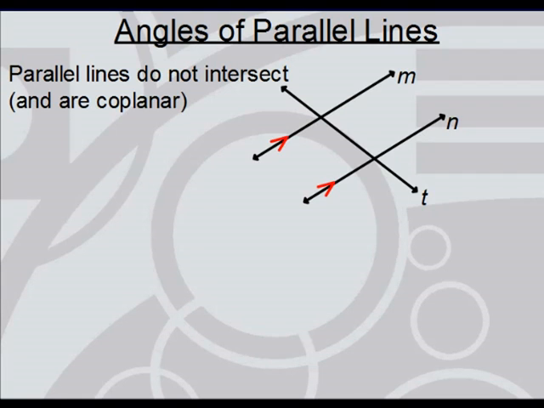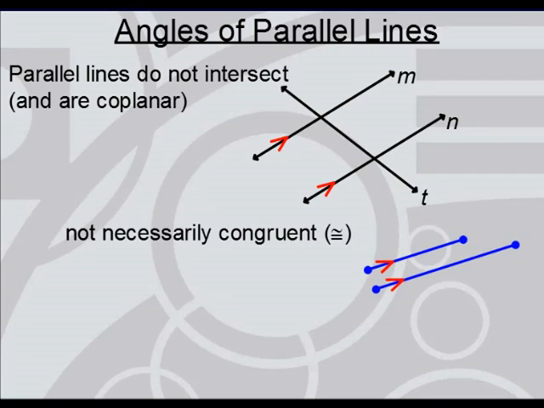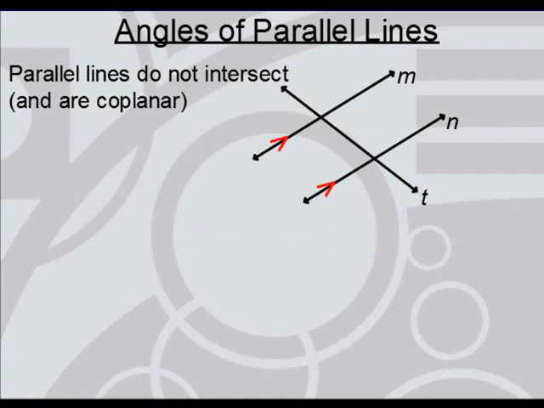I want to underscore that parallel does not necessarily mean congruent. Here's an example. Here you have two segments. Both are parallel because they're equidistant at every single point, and yet you can plainly see one is definitely longer than the other. With every set of parallel lines, you will always get another line that crosses through.